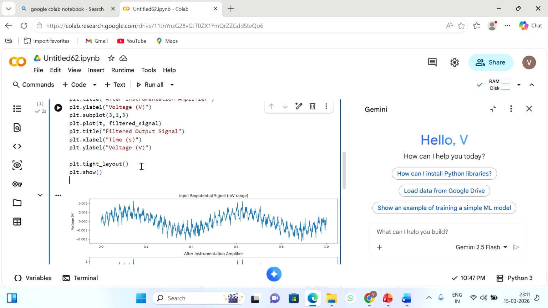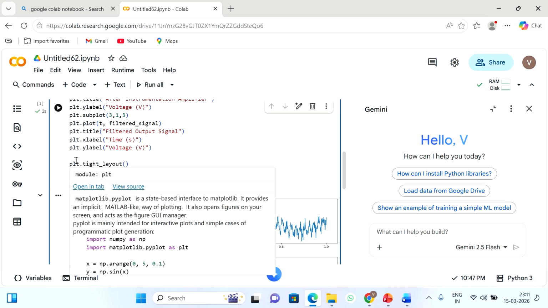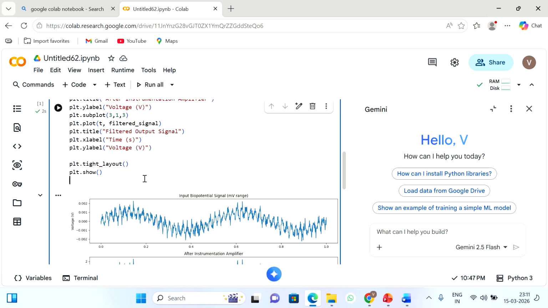And then plt.tight_layout. So this automatically adjusts spacing between plots, so labels and titles do not overlap. So tightly fit, all graphs are fit uniformly. The distance will be uniform, and then plt.show. This displays all the plots.